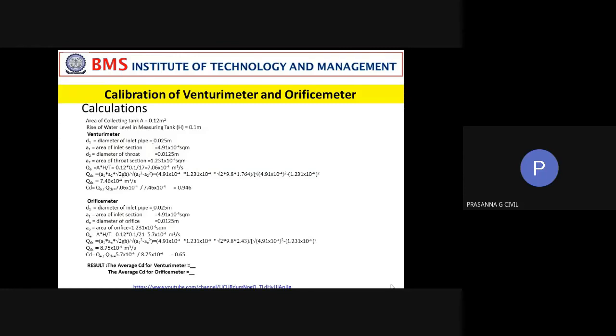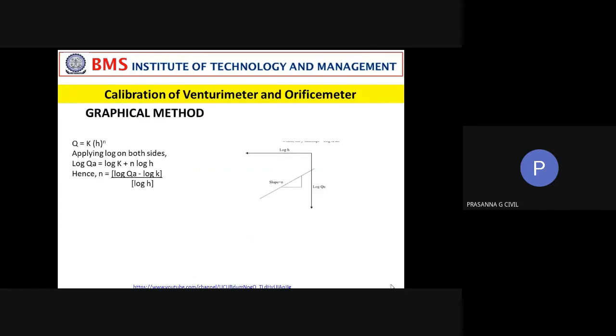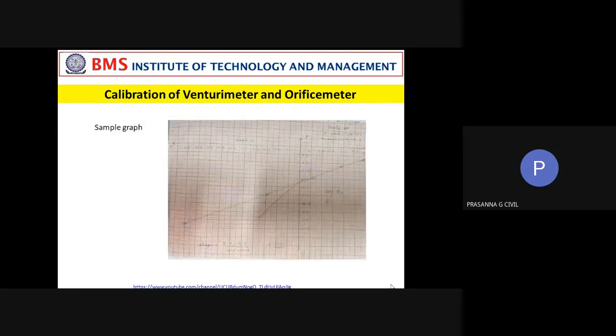CD is 0.65. For both the venturi meter and the orifice meter, by varying the discharges, different trial readings can be obtained, and you can calculate the average CD in both venturi meter and orifice meter and record it. A graph is usually plotted with log H to log Q, and the slope of the graph will give the value of N, which has to be in the range of 0.5, and sample graph is shown here how the plotting is to be done.